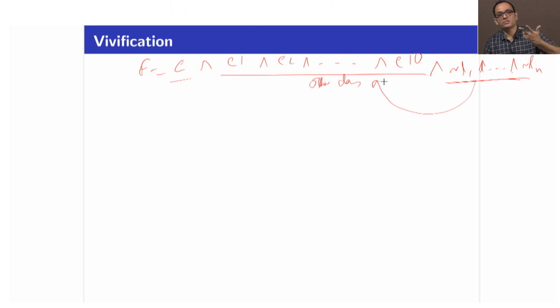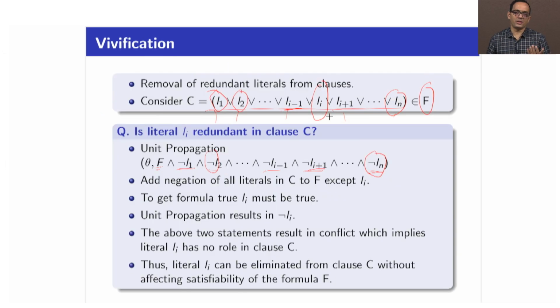There are 4 scenarios that can happen. The first scenario is that of no conclusion. These clauses may have many other variables other than L1 to Ln, and they are not reduced to true or false or contradiction. So, in that case, I cannot conclude whether I should remove this Li from this clause or not, because there is no conclusive decision.